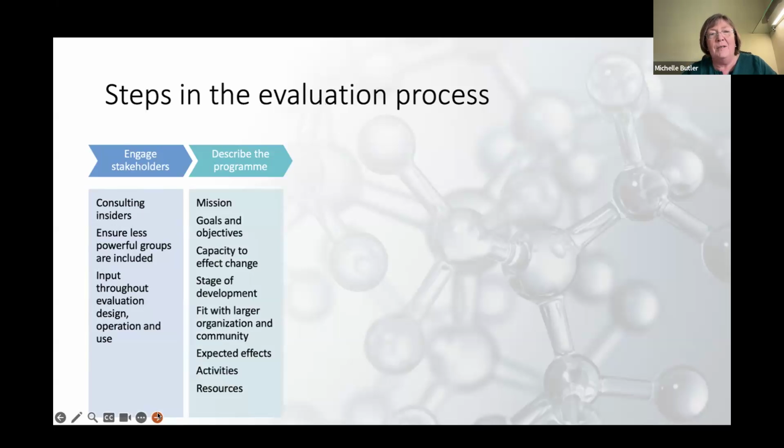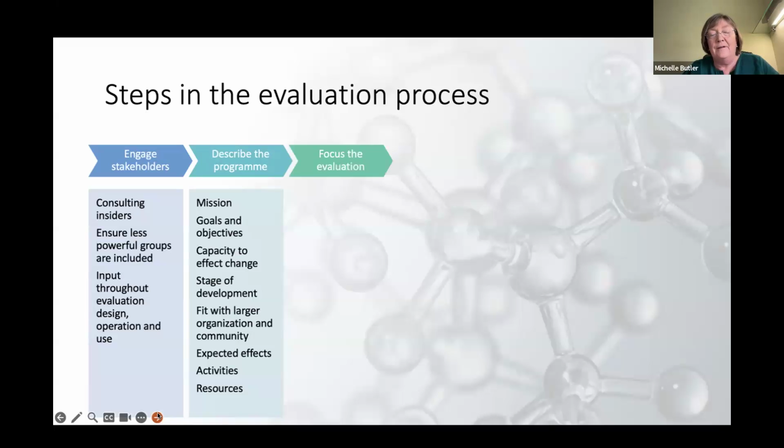So you'd want to know about the mission, you want to know about the goals and objectives. Capacity to affect change is important. How realistic is it that this program is going to achieve these outcomes, and what are those outcomes? What are the expectations of this program? That's really important. We mentioned timing the evaluation and looking at the stage of development. That's important. Also thinking about how this program fits with the larger organization and the community and how it contributes to it, and also looking at activities and resources. So that's describing the program.